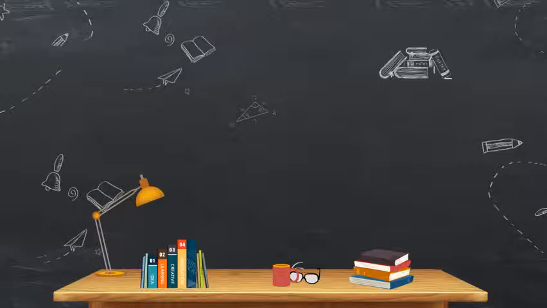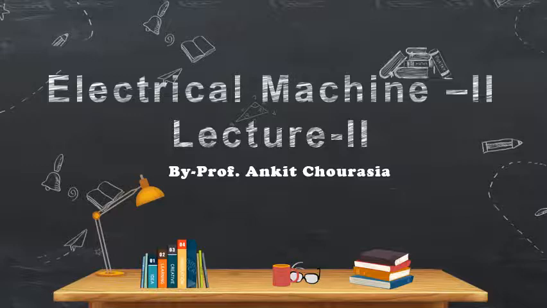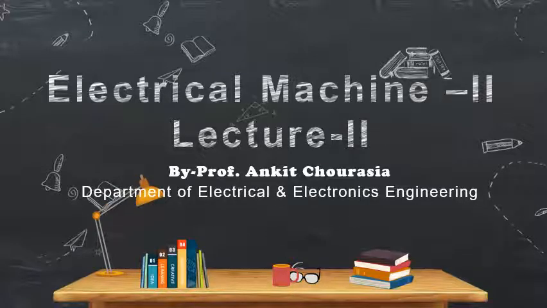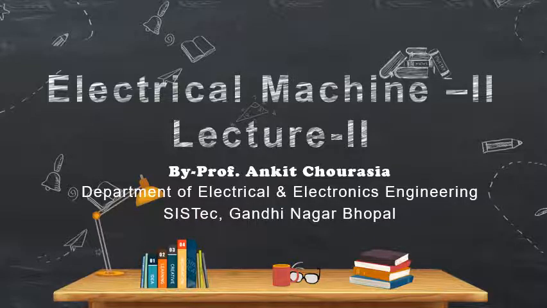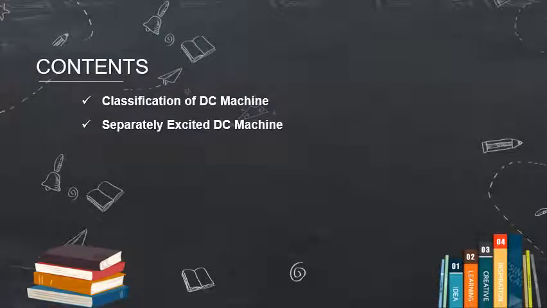In a previous class, we discussed the DC machine, its construction, and working principle. So now in this lecture, we will study the classification of the DC machine, the separately excited DC machine, what it is and how it works. Next, we will move on to the self-excited DC machine and its circuit diagram.